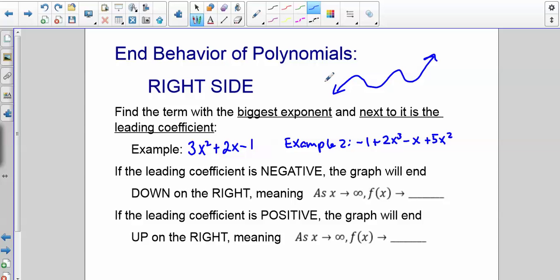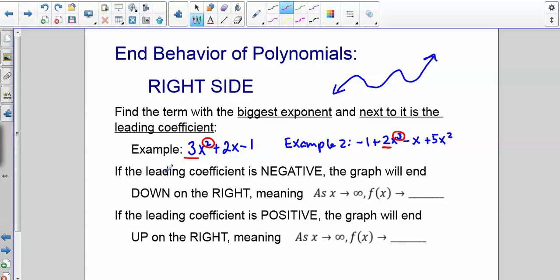So you want to find the term with the biggest exponent, and next to that will be the leading coefficient. So my biggest exponent in my first example is 2, which means next to that is my leading coefficient. So this is my leading coefficient 3. Usually the biggest exponent is written first and the leading coefficient will be the first number, but sometimes things get mixed up. So in my example 2, I have to look for my biggest exponent, that would be the 3, and that means my leading coefficient is this 2 in front of the term.